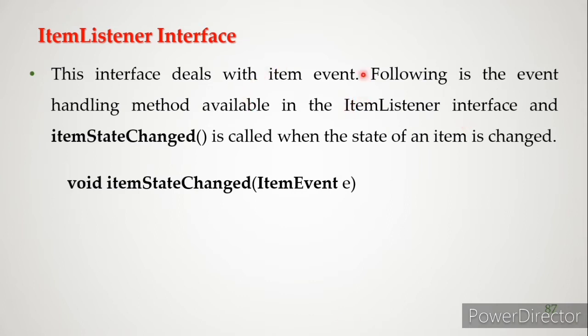When an item event is generated, the item listener interface will invoke itemStateChanged. If you are using a checkbox and initially you have selected a particular item, at that time the state is selected. When you click on that checkbox once again, the state will change to deselected. At that time an item event will be generated, so the item listener interface will call the itemStateChanged method.